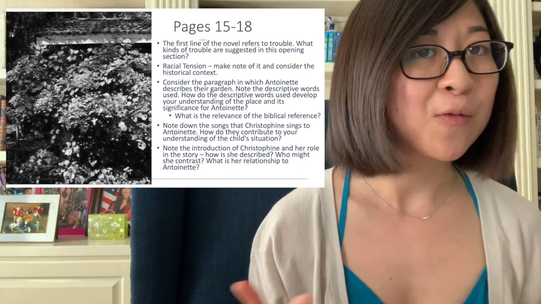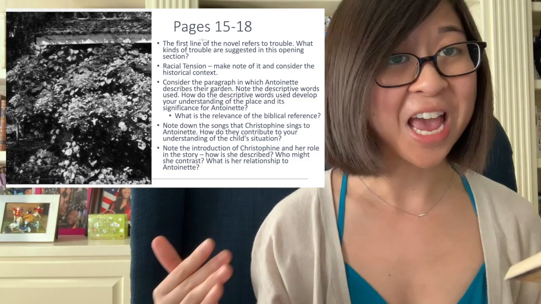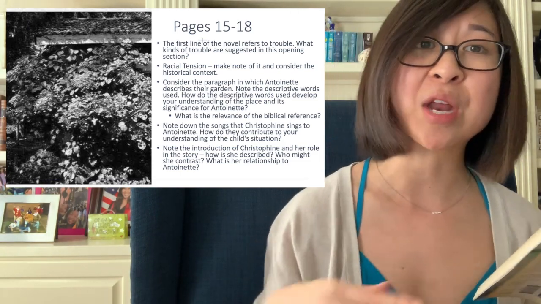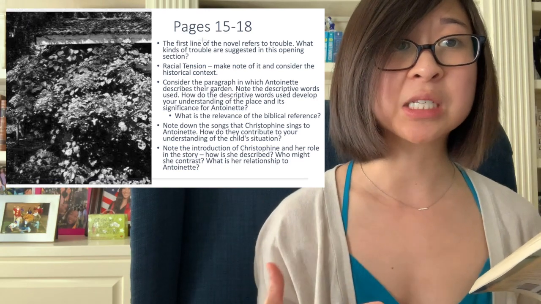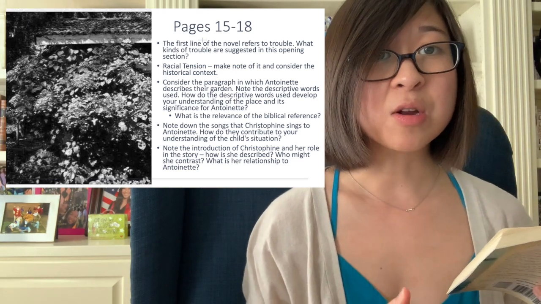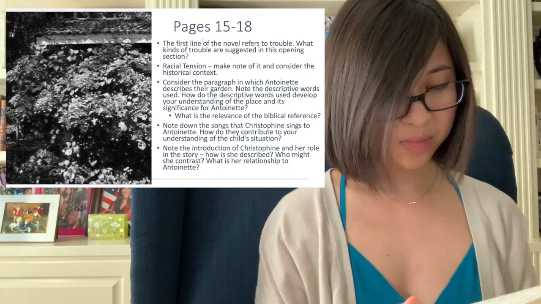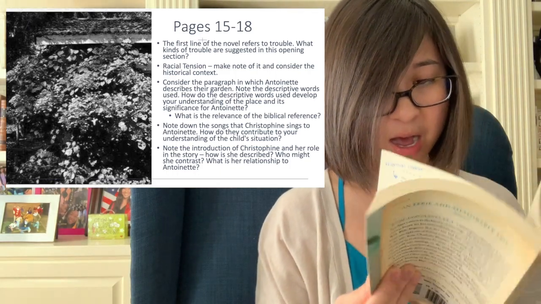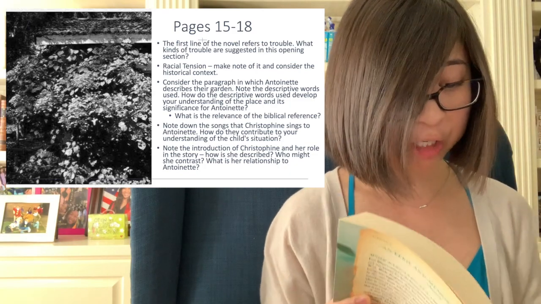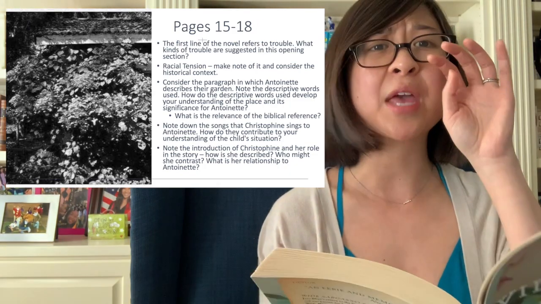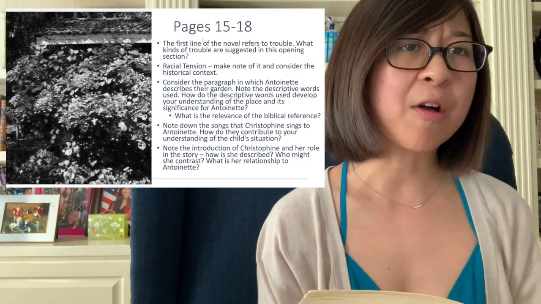Where is the tree of life? What was that story? What was the ending of that? And think about how that might relate to what she's saying about the Colibri estate, and maybe the significance of that place. So things like that. Also, be mindful of the introduction of Christophine and, in general, the introduction of any of the characters and how they're developed.